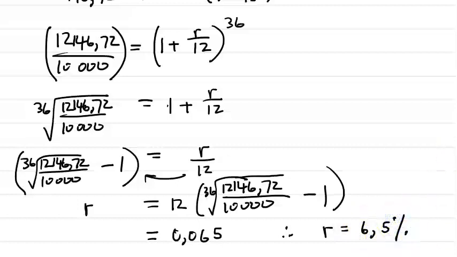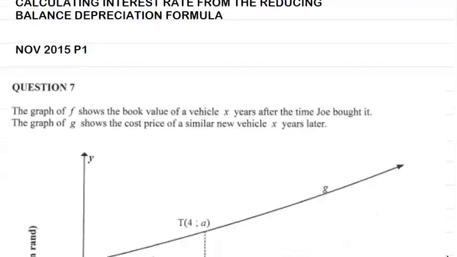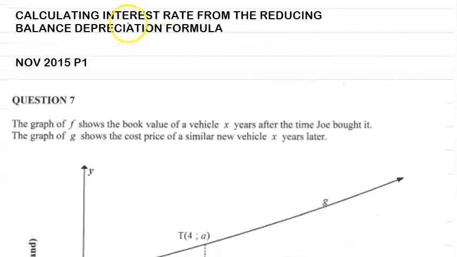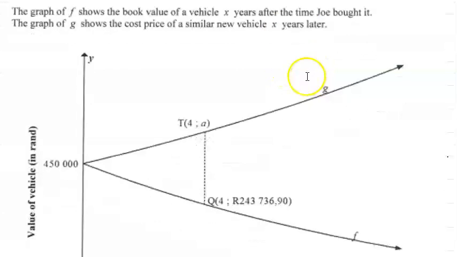Okay, learners, let's look at another question on calculation of interest. The next question that I want to look at is calculating interest rate from the reducing balance depreciation formula. The question that I want to look at was from the November 2015 paper 1. It's question 7. It says here the graph F shows the book value of a vehicle X years after the time Joe bought it. The graph of G shows the cost price of a similar new vehicle X years later. So let's look at the graph that's given to us.